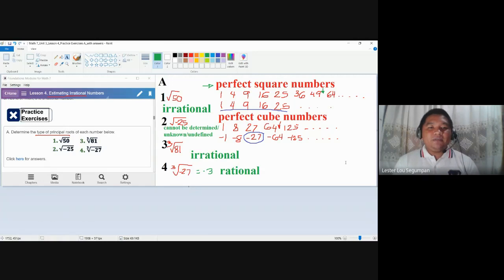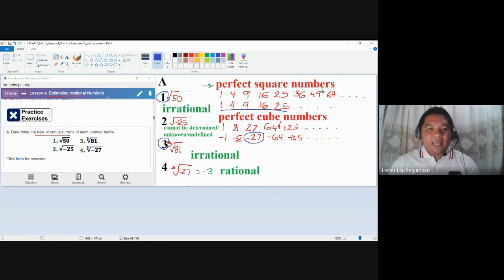The purpose of determining the principal roots of numbers is for us to determine which items here can be estimated. Since the topic talks about estimating irrational numbers, we can estimate the values of number 1 and number 3 in the next lessons. We may try to estimate them. We don't need to estimate number 4 because it's already rational, it's already negative 3, nor number 2 because it cannot be determined.